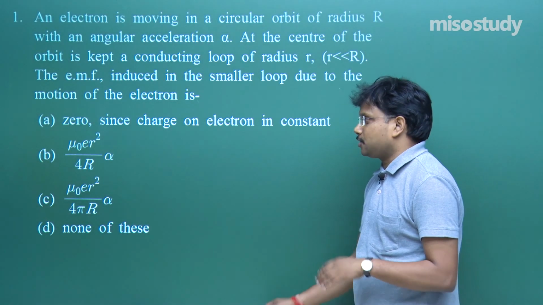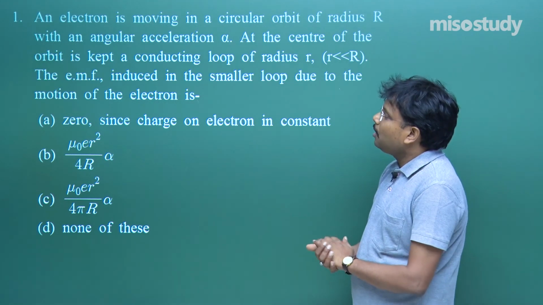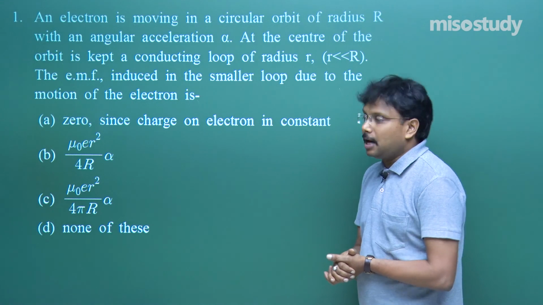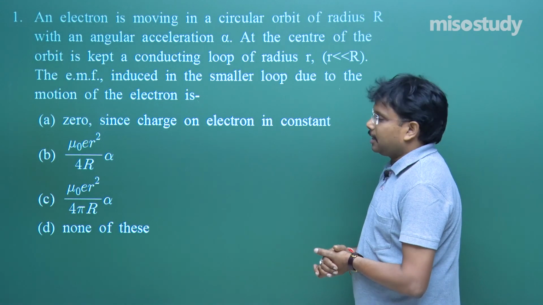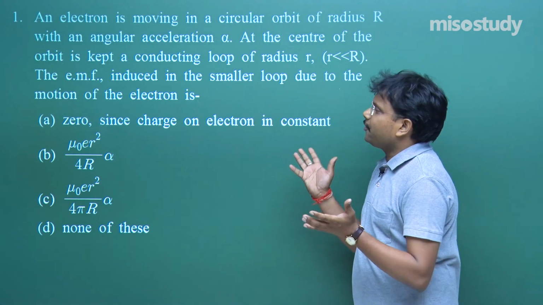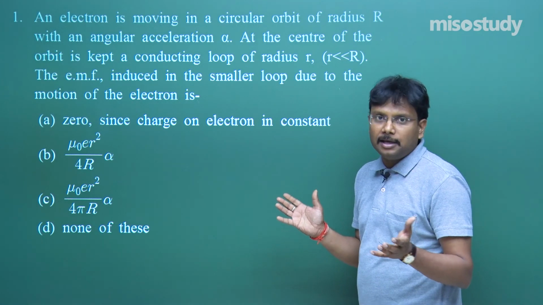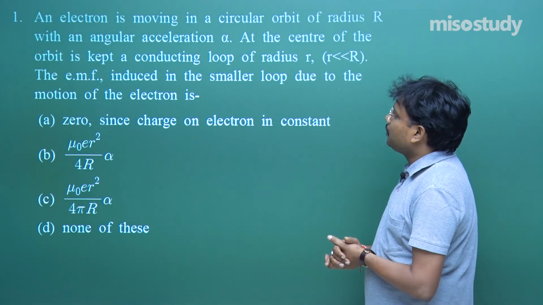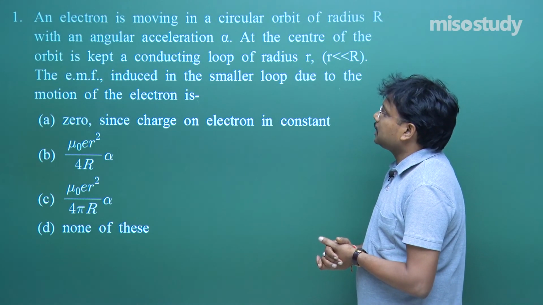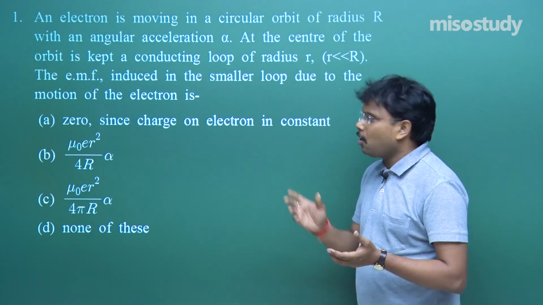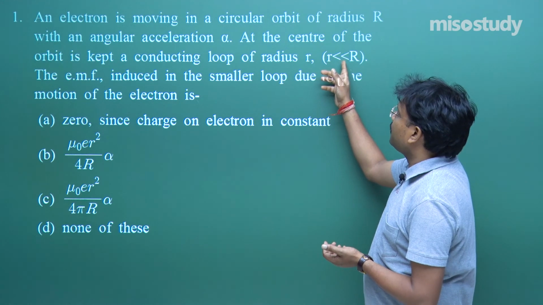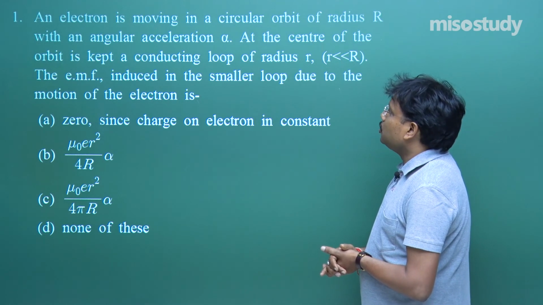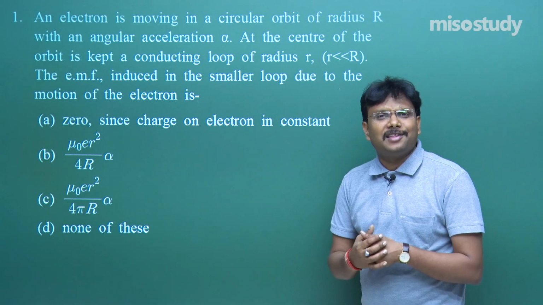Here it is your first question. Now an electron is moving in a circular orbit of radius capital R with an angular acceleration alpha. I hope the first line itself is giving you the clarity of the diagram or the situation. At the center of the orbit is kept a conducting loop of radius small r. Obviously, small r is very less than capital R. The EMF induced in the smaller loop due to the motion of the electron is how much?